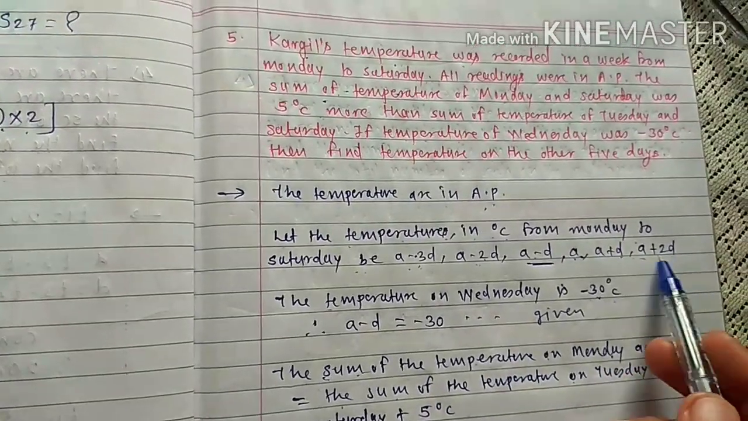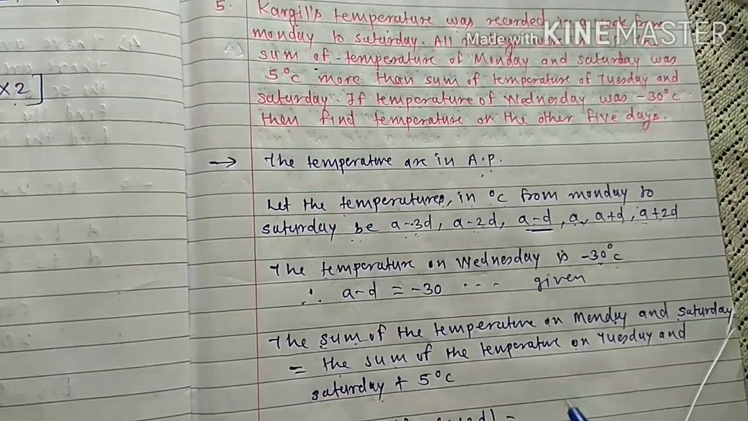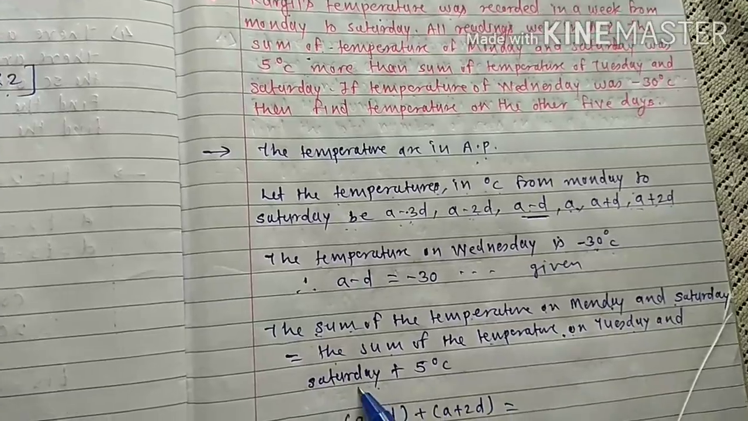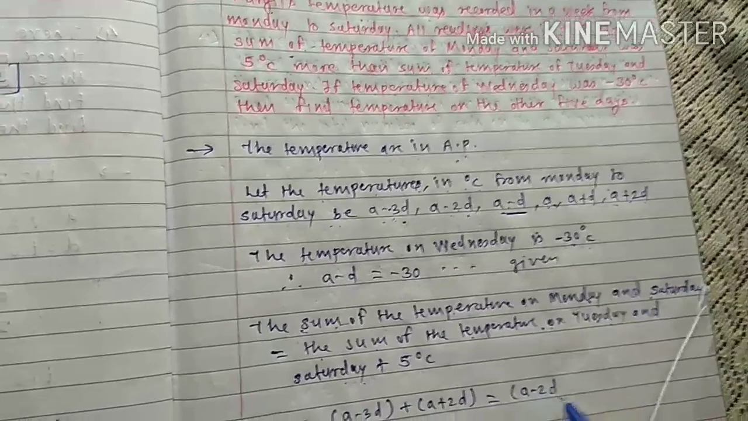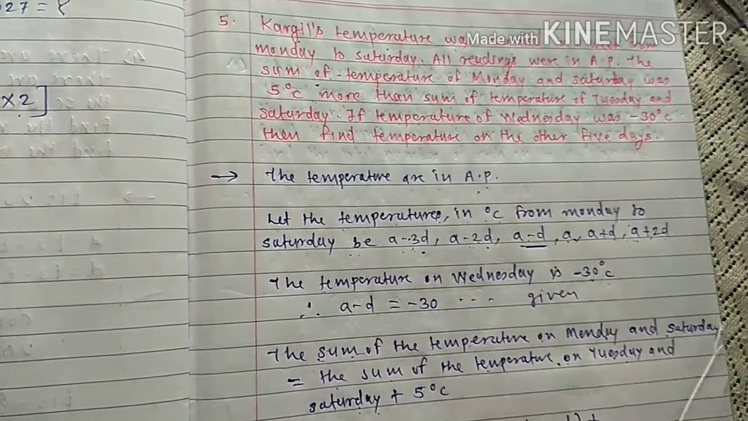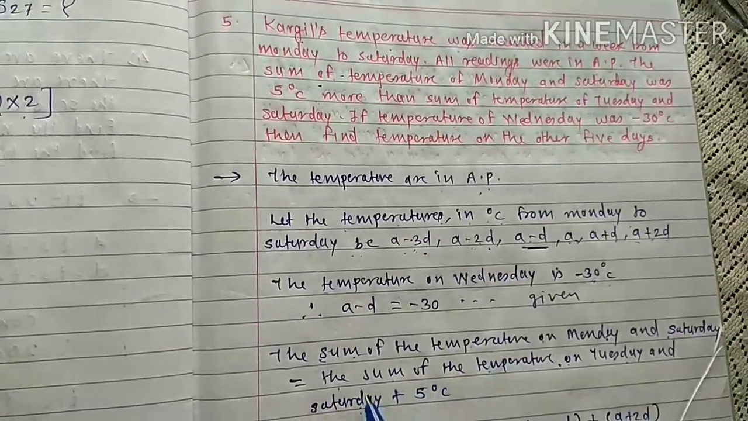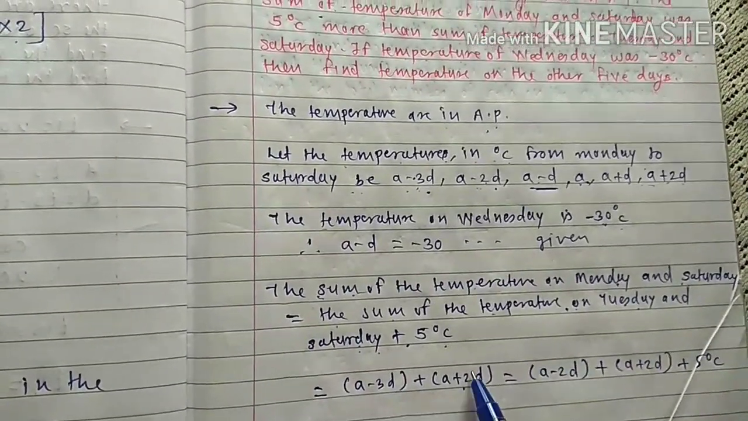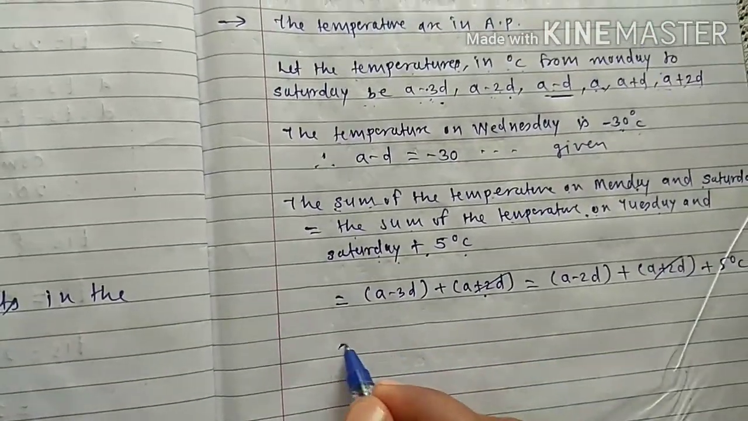Monday and Saturday: A plus 2D is equal to. Next, sum of temperature Tuesday and Saturday. Tuesday is A minus 2D. Saturday is A plus 2D, plus 5 degree Celsius. Simple. A plus 2D cancel. So equal to what will come?